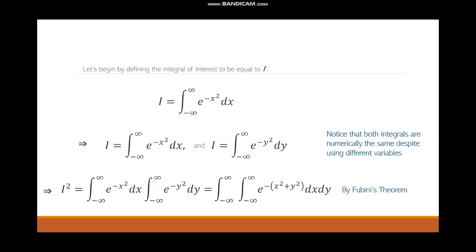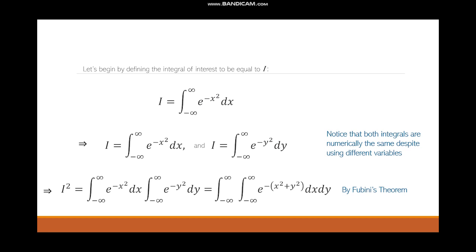Let's begin by defining the integral of interest to be equal to I. So we have that I equals the integral from minus infinity to infinity of e to the minus x squared dx. Now we can make an important observation here. Notice that even if we change the variable x appearing in the integrand to be the variable y, both integrals e to the minus x squared and e to the minus y squared from minus infinity to infinity are numerically the same because they converge to the same number by the comparison test for improper integrals.